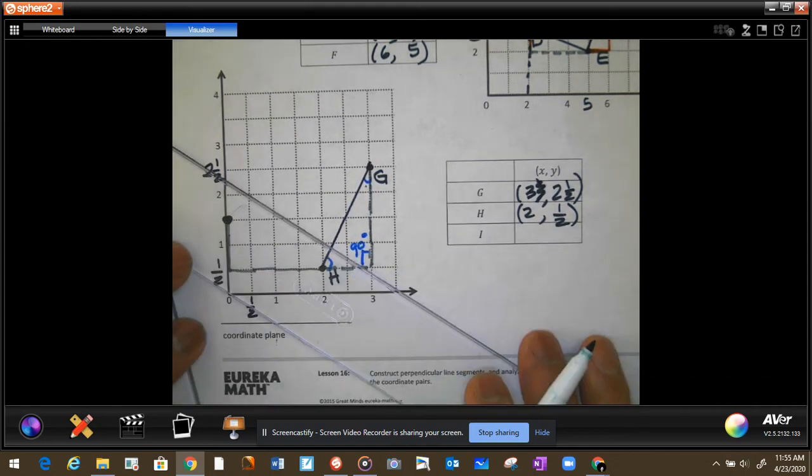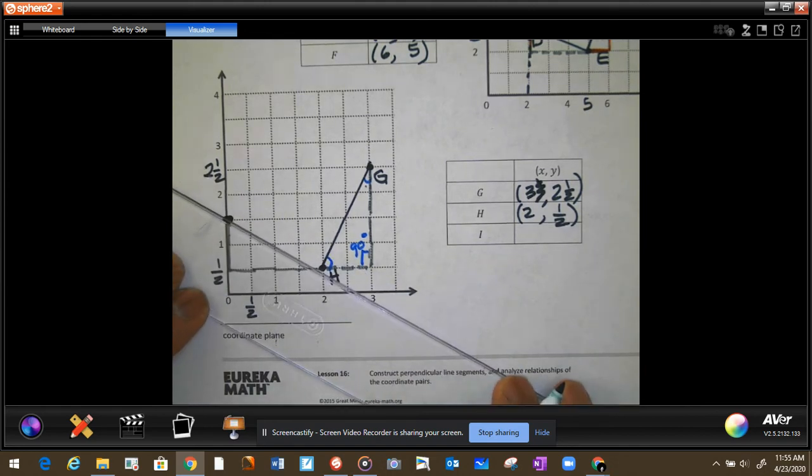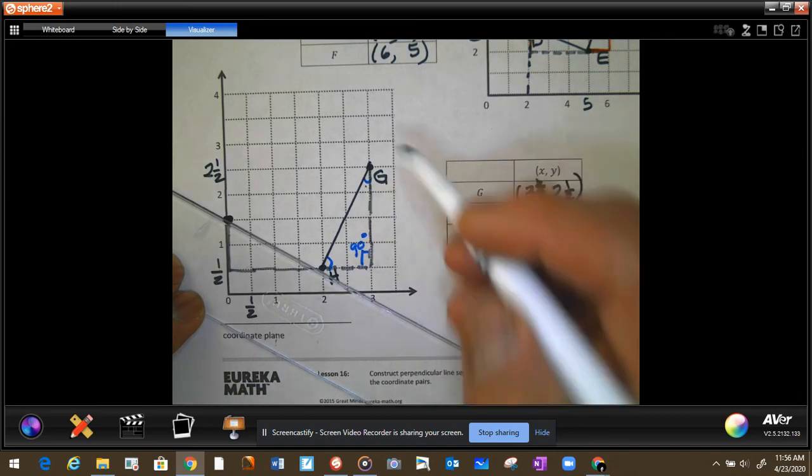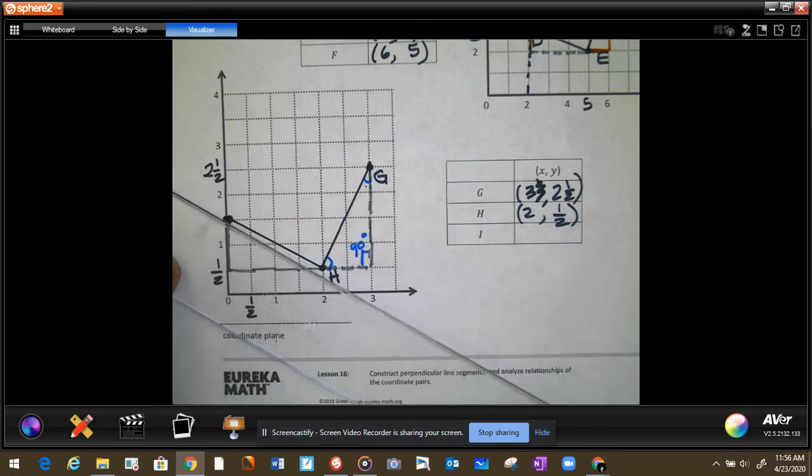So now let's draw this. Let's draw this shape right here. I'm going to draw it. Okay, there it is. Yep, that's a perpendicular line.